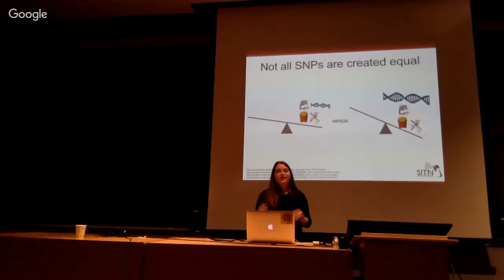So the reason that I just spent a bunch of time talking to you about SNPs is that not all SNPs are created equal. We're actually going to be talking about two different categories of SNP with respect to their effect on risk. What we see on the left is what we call a SNP of small effect size. That's a SNP that's only going to increase your risk of obesity by a teeny tiny bit.